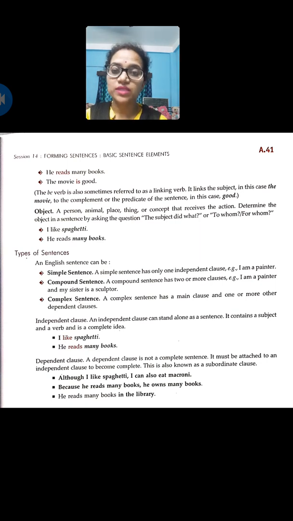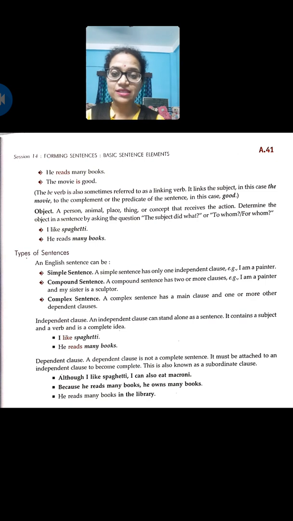Next is the compound sentence. A compound sentence is a sentence which has more than one clause. It means two or more clauses are there. It's like, I am a painter and my sister is a sculptor. Here, it's not one single sentence. Two clauses are there. The first one is I am a painter. The next one is about the sister. And those two are joined with the word and. So this becomes a compound sentence where two or more than two clauses are used.